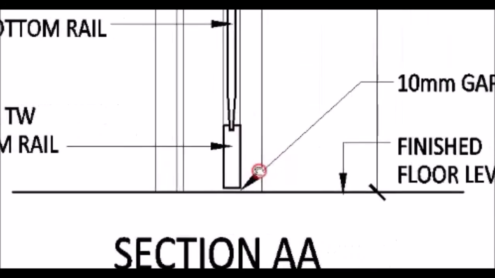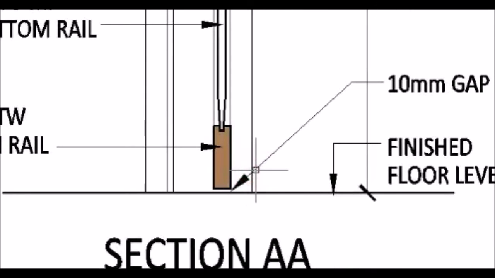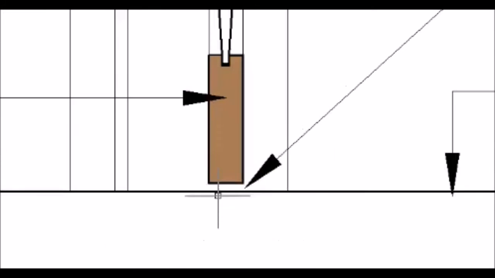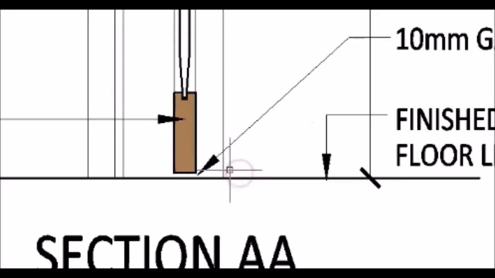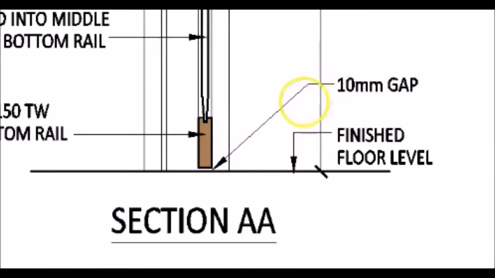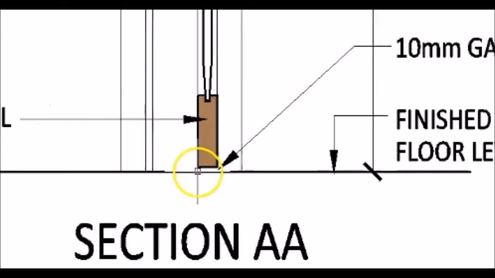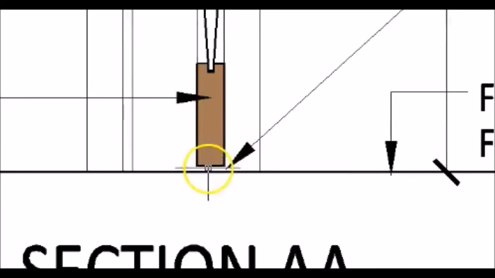As you can see, the door frame, or the door shutter rather, is slightly away from the finished floor level. About 10 mm gap is kept between this to see that the door swings properly and it does not touch the floor.